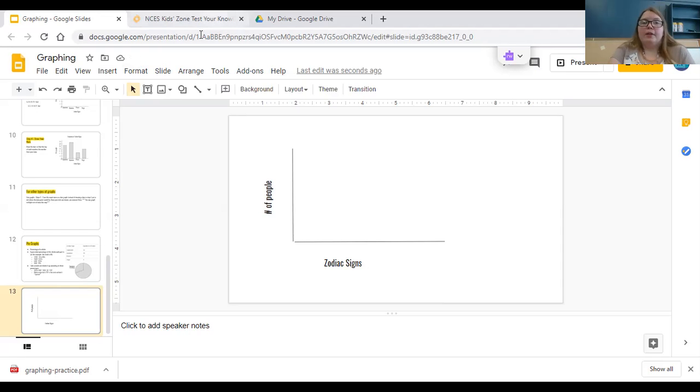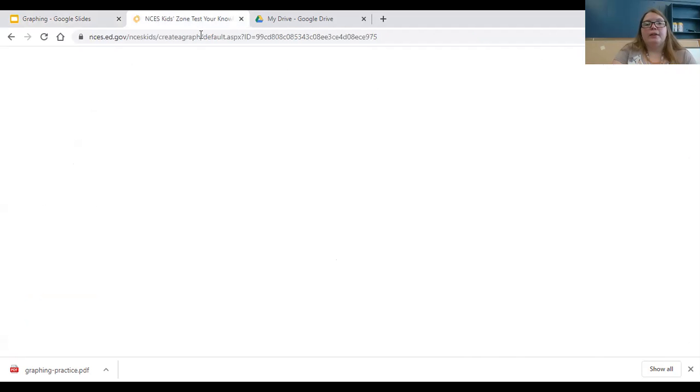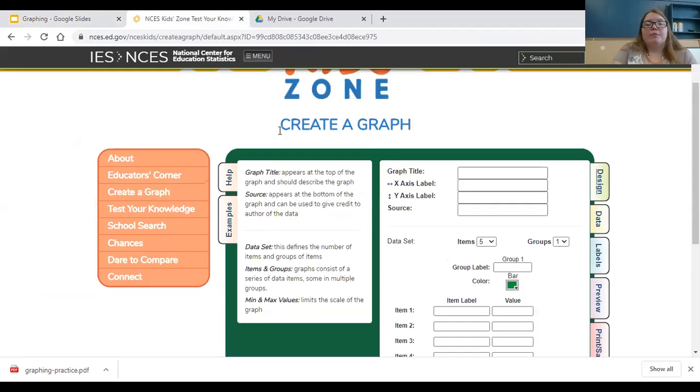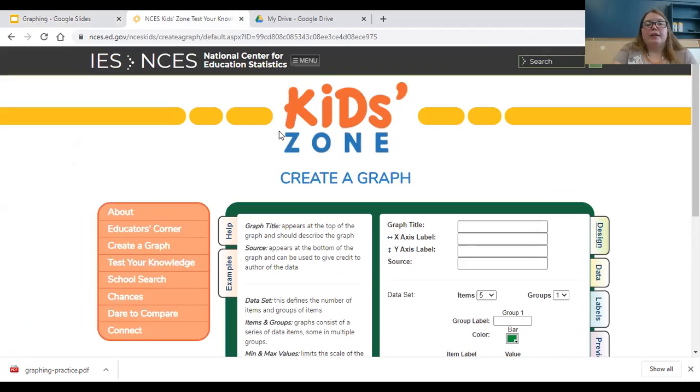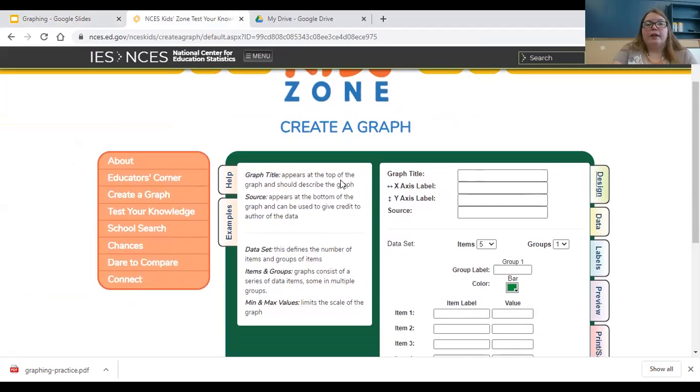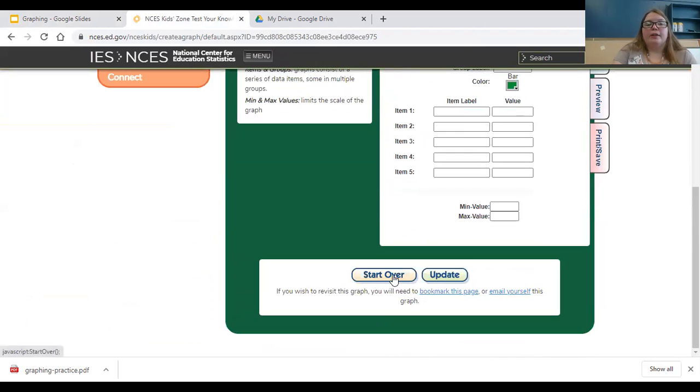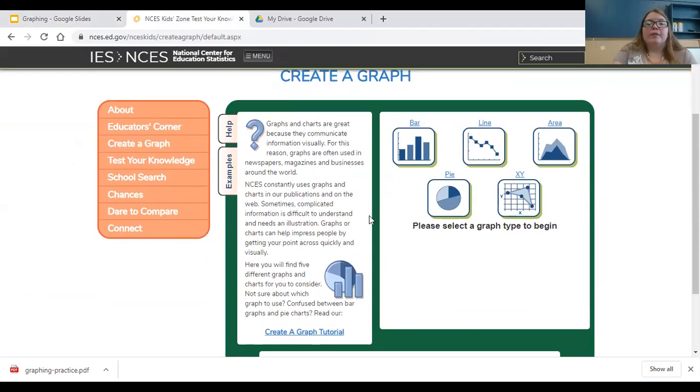There's something I wanted to show y'all how to use real quick. There's this website. It's going to be linked in your assignment, but you can make all different kinds of graphs with this. We're going to click start over so we can go back to the beginning. But like I said, you'll have this link. So it'll ask you what kind of graph you want to make. So if I'm making a bar graph, I click bar graph.